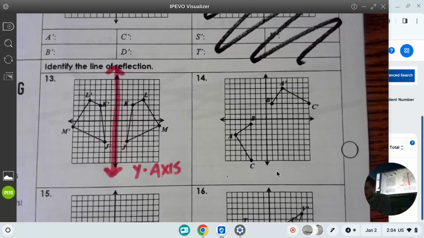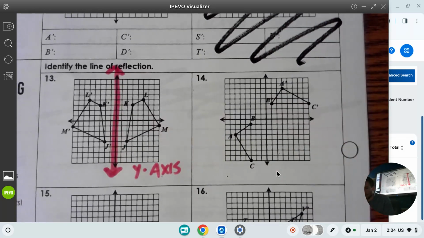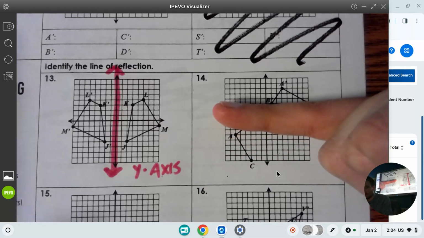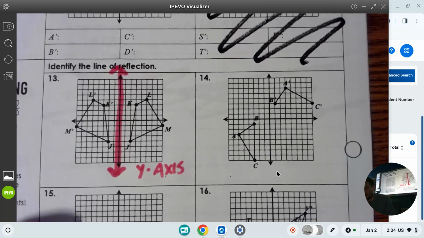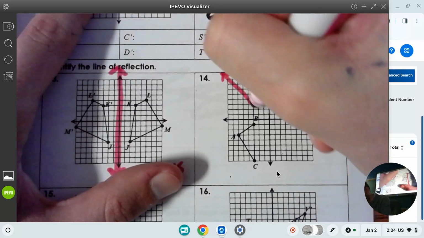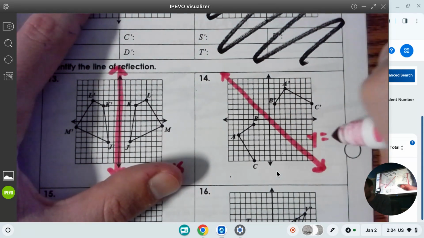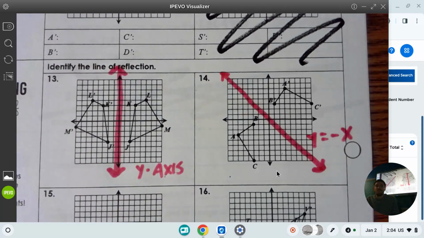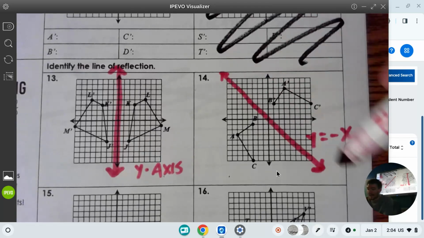What about 14? Anybody got any ideas about 14? So the x-axis is this. It's not this one, because if I was a mirror, I would have flipped up there. This is this diagonal line here. So that is y equals negative x. Right. So since we're making a negative line, it's a negative x, right? Our graph's going down, so it's negative.